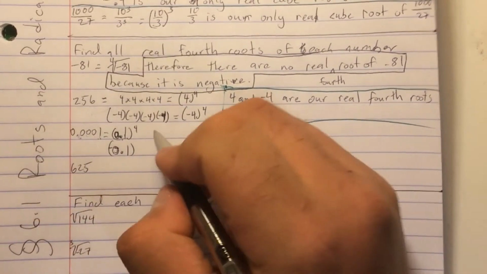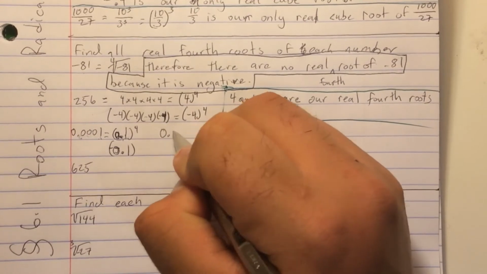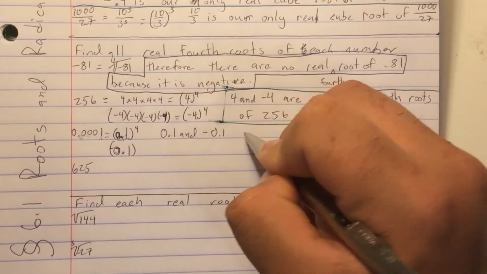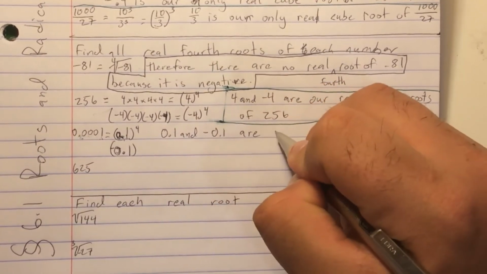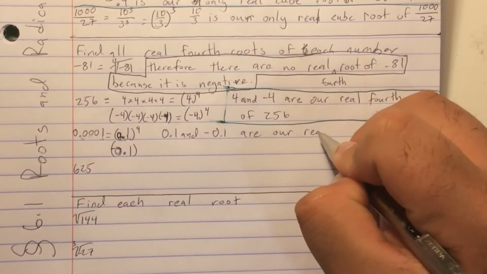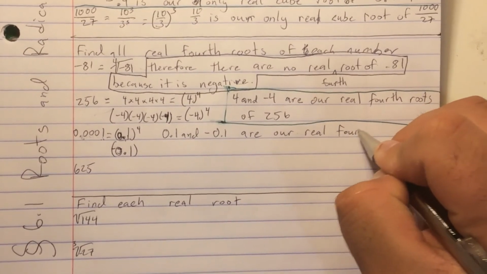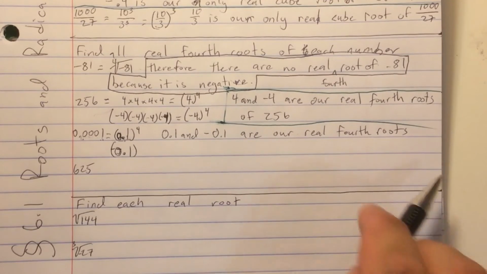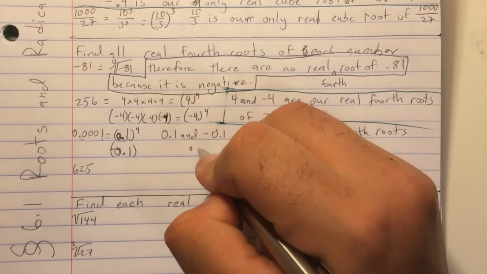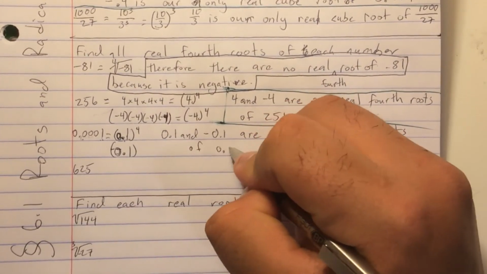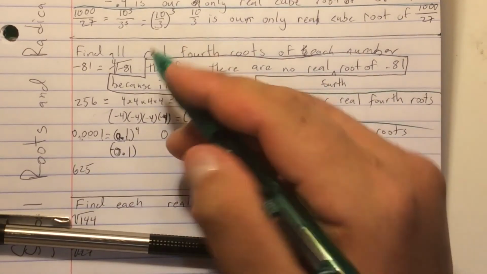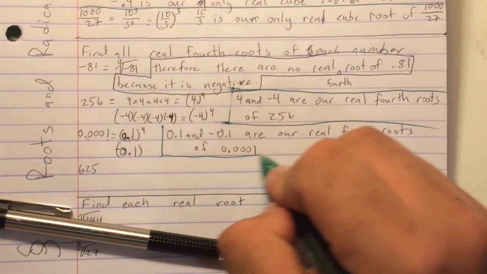So then we can write our conclusion now. We have 0.1 and negative 0.1 are our real fourth roots of 0.0001. Box this up as well.